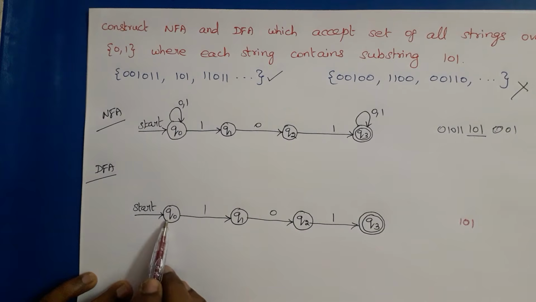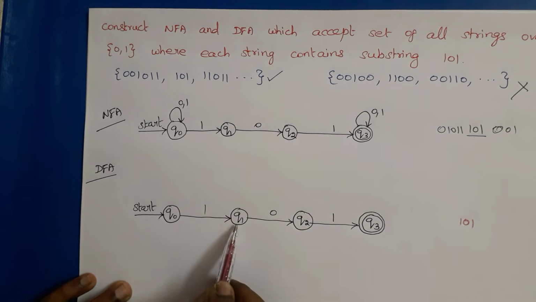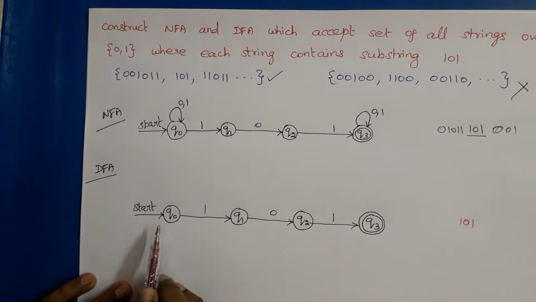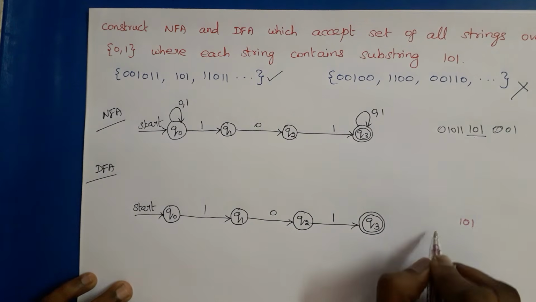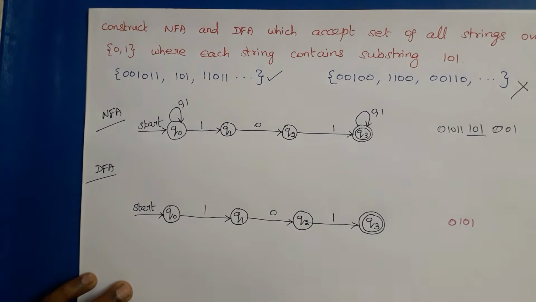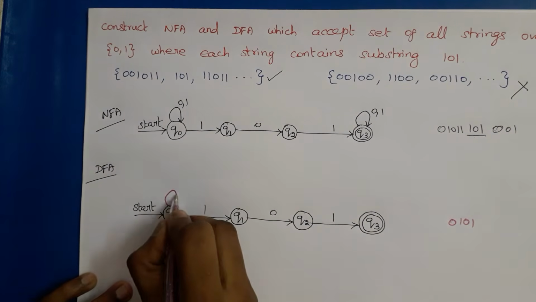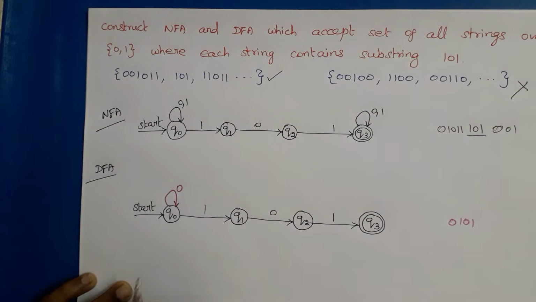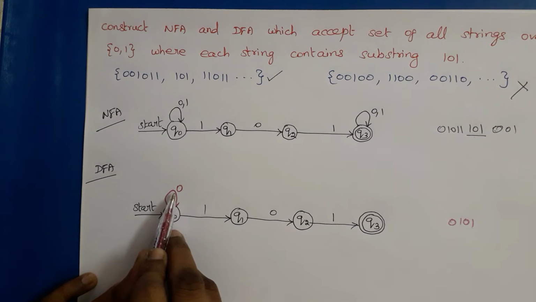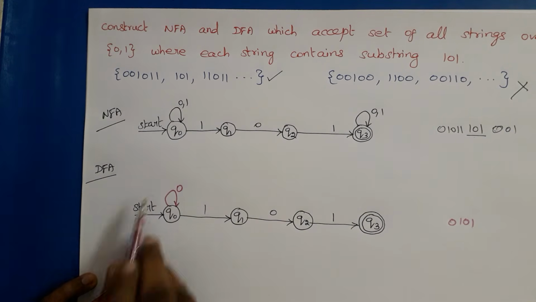So in Q0, if 1 is the input symbol, it can reach Q1. Suppose in Q0, 0 is the input symbol. It means that the string starts with 0. So before recognizing 1, if 0 is the input, we have to remain in the same state, because we are still waiting for 1 to go to the next state. So in Q0, we have drawn both the transitions for 0 and 1.